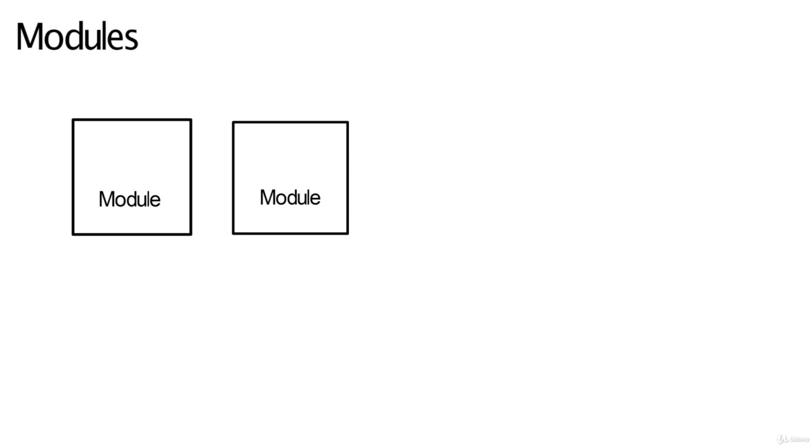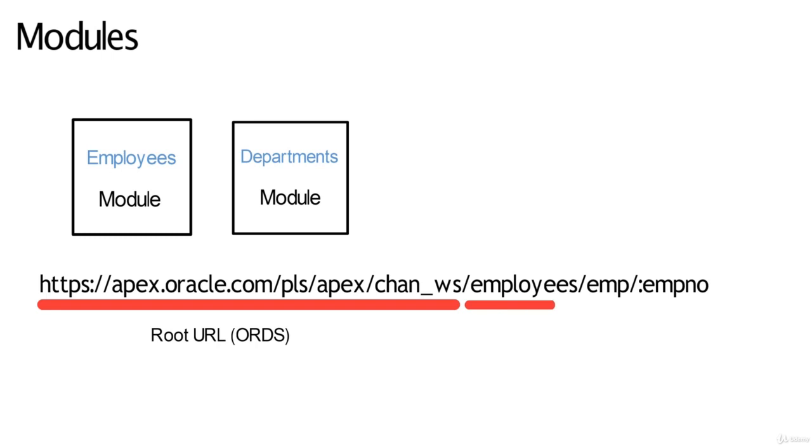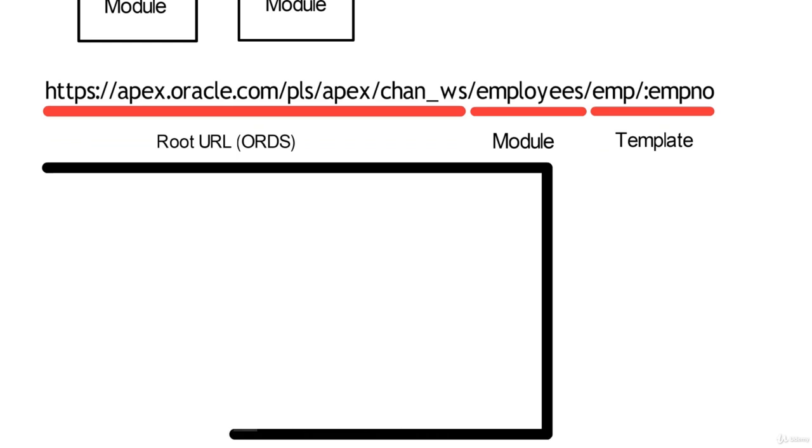Modules are just a way of categorizing, to differentiate between, say, an employees table or even a departments table. For example, you can define two modules. So this is a module, and inside the URL, the root URL comes first, followed by one hierarchy, which is the module. Following that hierarchy comes its next subdivision, which is templates.